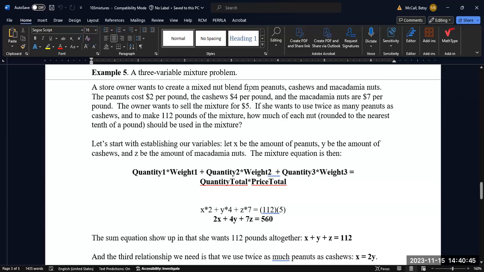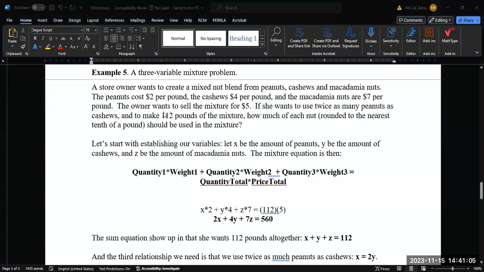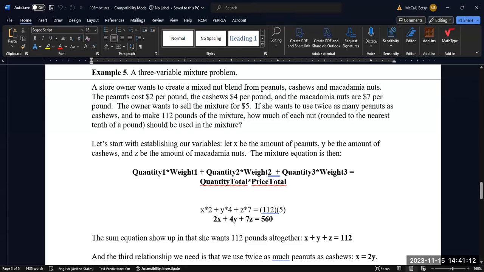We're creating a mixed nut blend from peanuts, cashews, and macadamia nuts. Peanuts are cheap at $2 per pound. The cashews are a little more expensive at $4 per pound. And the macadamia nuts are an arm and a leg priced at $7 per pound. The owner wants to sell the mixture for $5. If she wants to use twice as many peanuts as cashews and make 112 pounds of the mixture, how much of each nut, rounded to the nearest tenth of a pound, because we probably aren't going to get nice whole numbers, should be in the mixture?